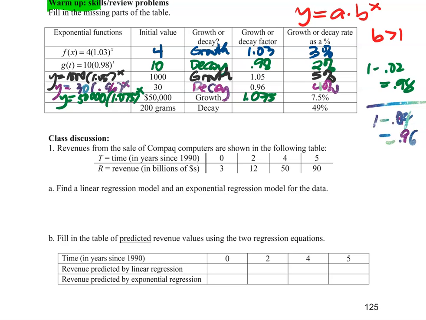And the last one, with a 49% decay, so what's going to be the decay factor? So 1 minus 0.49 is equal to 0.51. So this is 0.51 here. So this is going to be 200 times 0.51 to the power of x. Okay.